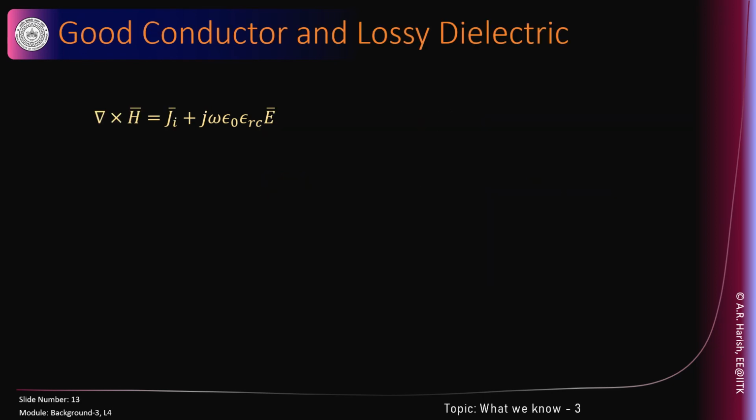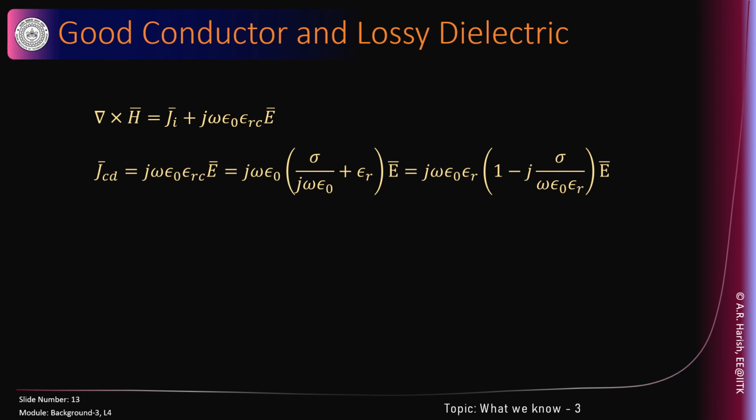We can classify a material as a good conductor, a lossy dielectric, or predominantly a dielectric, based on the values of epsilon r prime and epsilon r double prime, or sigma and epsilon r. We'll look at how it happens. Again, let's go back to this equation. JCD, which represents both conduction current and displacement current, is j omega epsilon naught epsilon rC, a complex quantity, times E bar. Now we can put the definition or value of epsilon rC in this equation and rearrange the terms. And now you see something interesting.